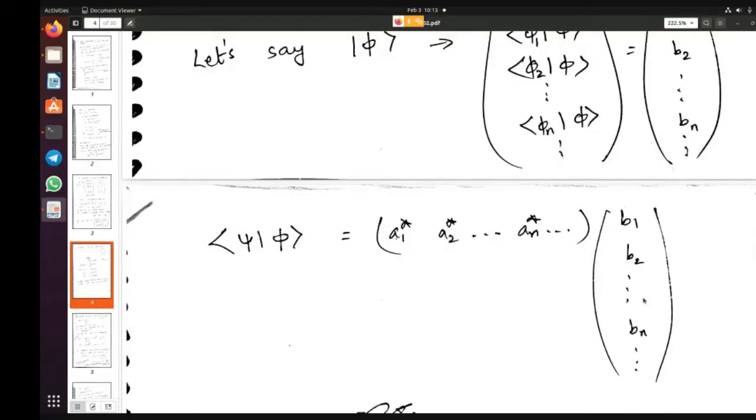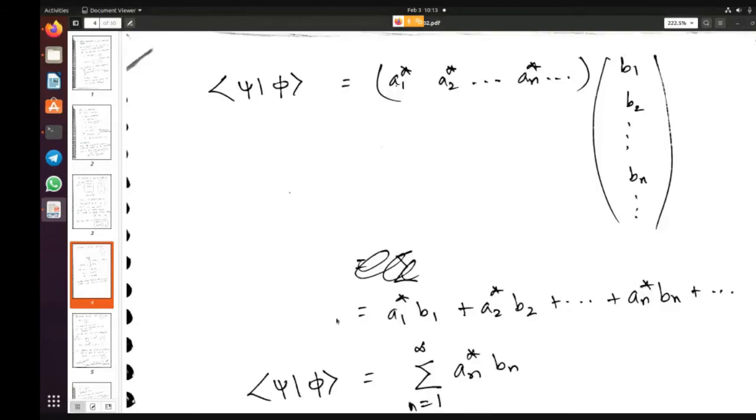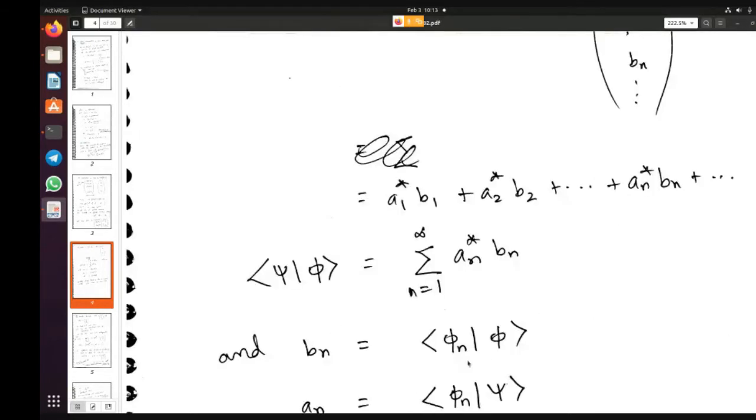Okay, you're going to get one number basically. Because how will you do the matrix multiplication? You're going to do a1 star into b1 plus a2 star into b2 plus a3 star into b3, and so on up to an star into bn. So this is what you're going to get. Ultimately you're going to get one number, and that can be written as the sum from n equal to 1 to infinity of an star bn.